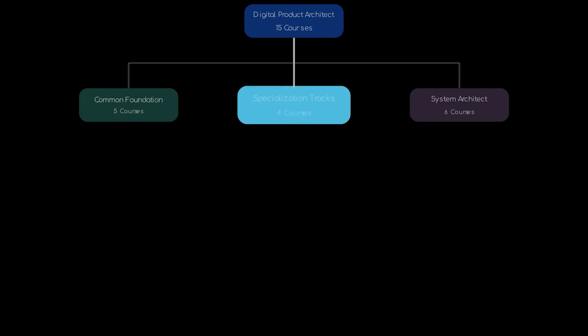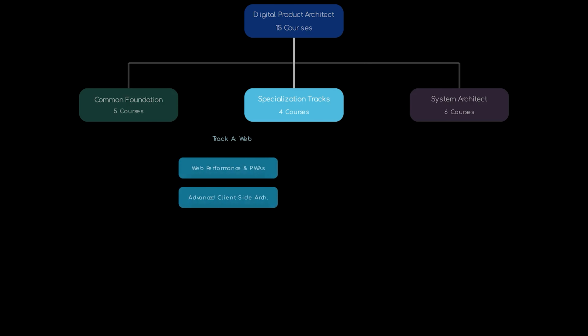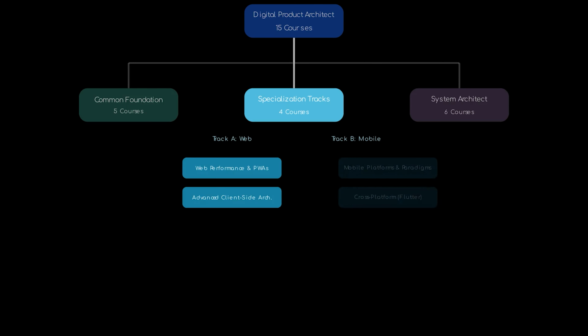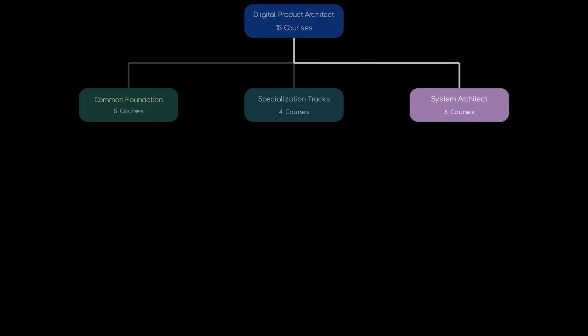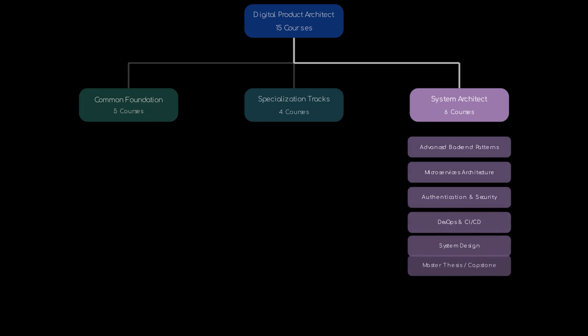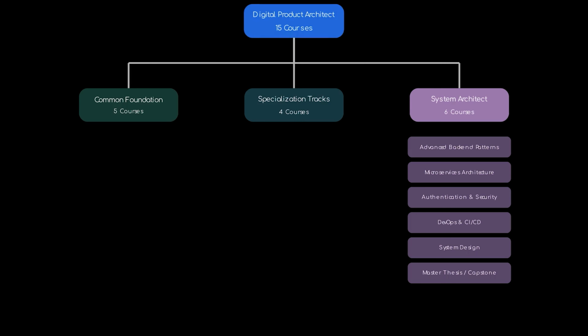In the second group, we have 4 courses. And here, you actually have a choice. You can choose your track of interest, or you can choose both. We have Track A, focusing on web performance and advanced architecture, and Track B, covering mobile paradigms and cross-platform development with Flutter. Coming to our third group, we have 6 courses here. And these courses form the backbone of the transition from just being an application developer to a true system architect. If you complete all these 15 courses, you can confidently take a product from literally a napkin sketch to a globally scaled production-grade service.